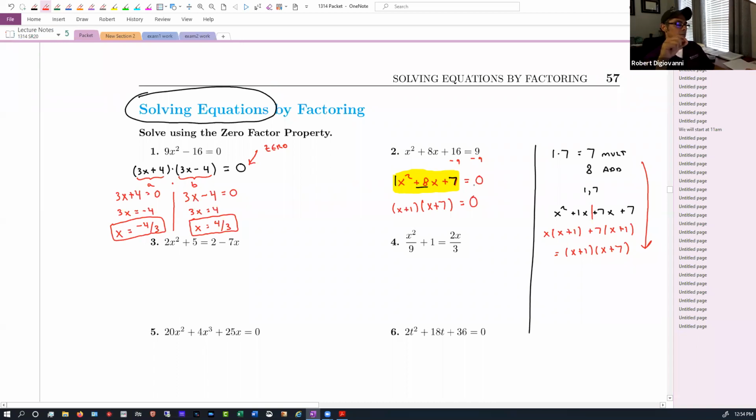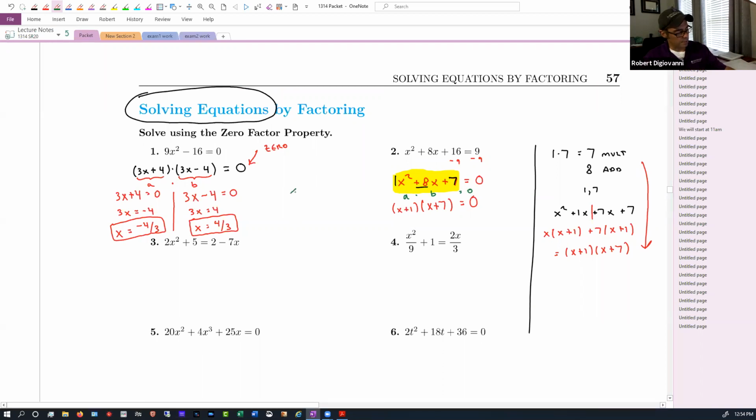And now do you see that we have that a times b equals 0? So what we do is we set each one of them equal to 0. And I'm out of room, so I'm just going to do it right here.